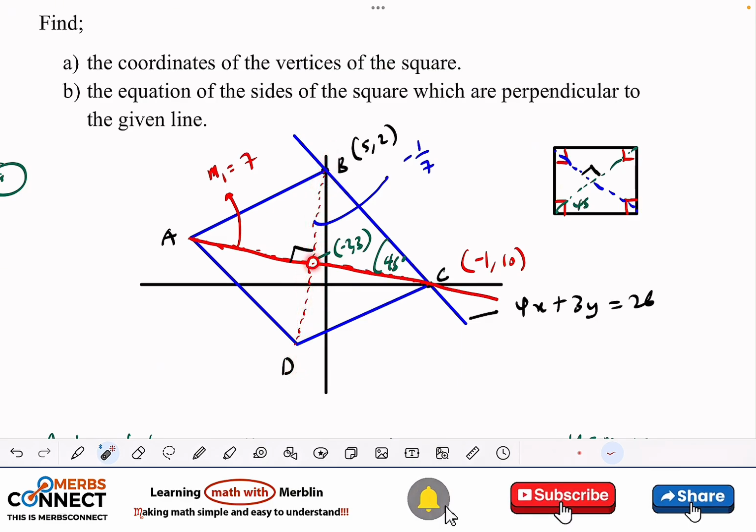Now we have a midpoint because whenever diagonals meet, they meet at the midpoint. So we need to use the idea of midpoint to find this and that, right? Since I have the midpoint here, let D be, let's say, AB. So I can use the midpoint approach to find AB.